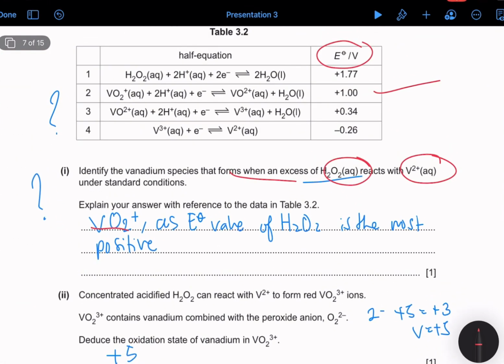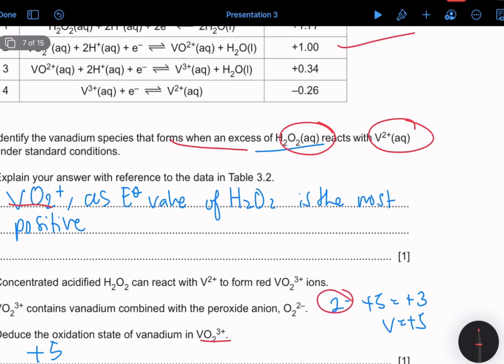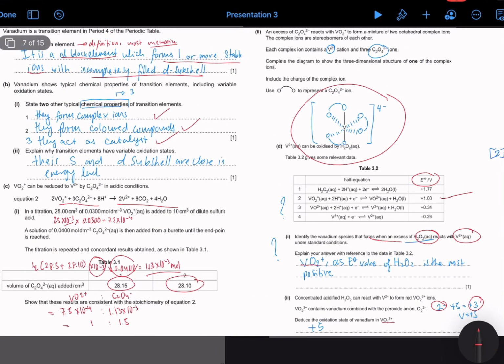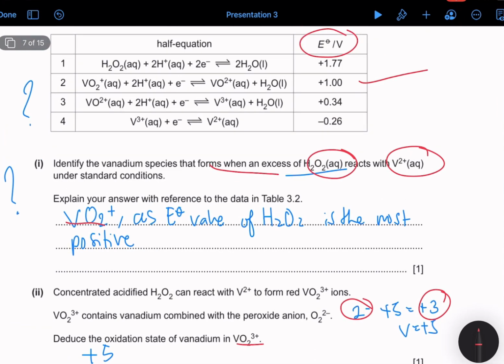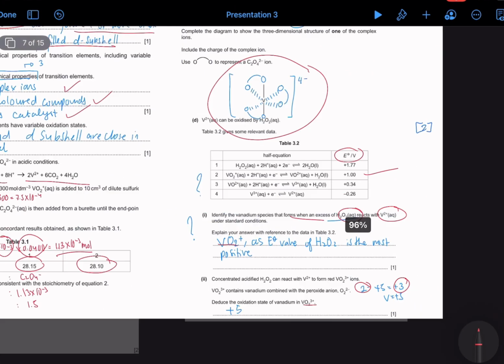Alright, question II. Concentrated acidified H2O2 can react with V2+ to form red VO2 3+ ions. VO2 3+ contains vanadium combined with the peroxide anion. Deduce the oxidation state. Alright, so it's fairly simple. -2, and you add it with the oxidation state of vanadium, you're supposed to get +3. So what? +5 to balance it. Yeah, so your V is +5 because you already have 2 minus and you're trying to get +3, so you add +5, that would be the oxidation state.